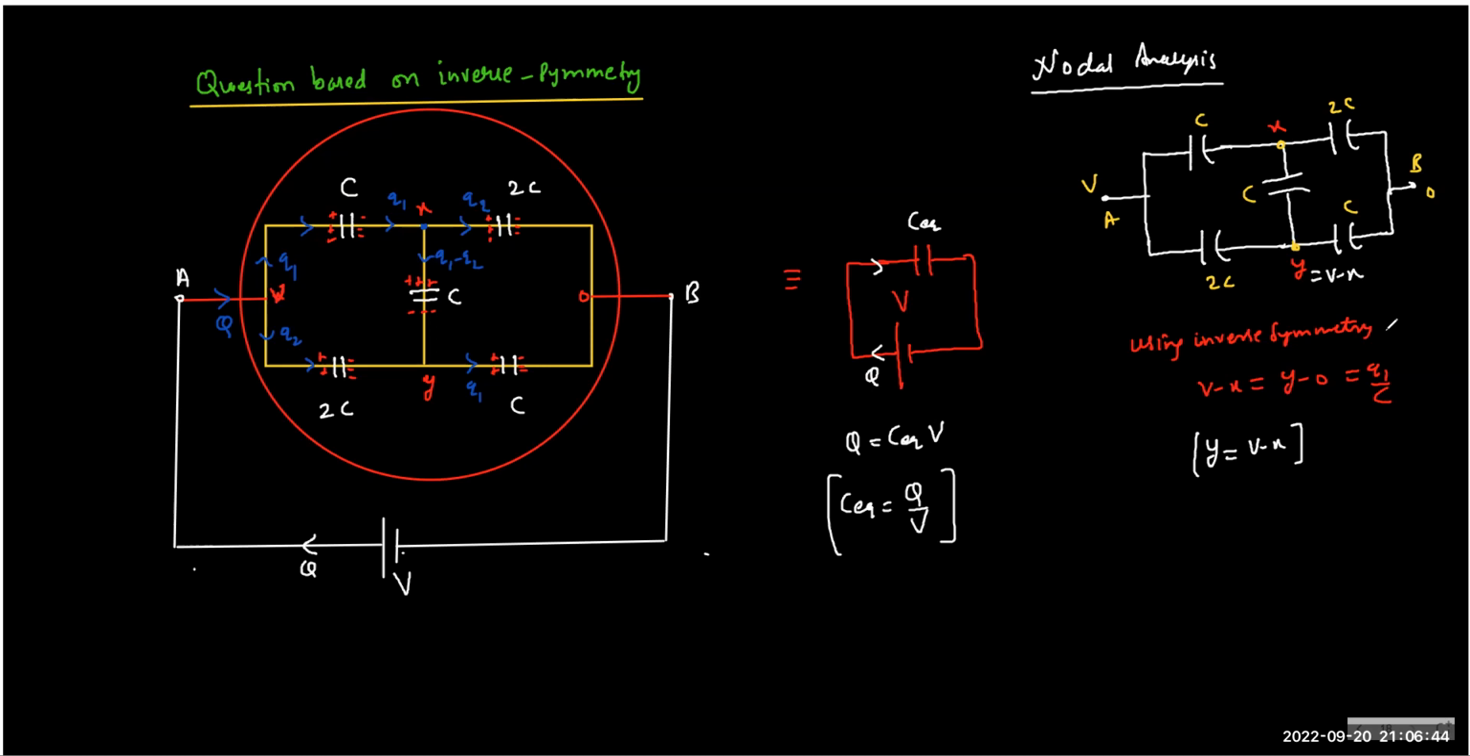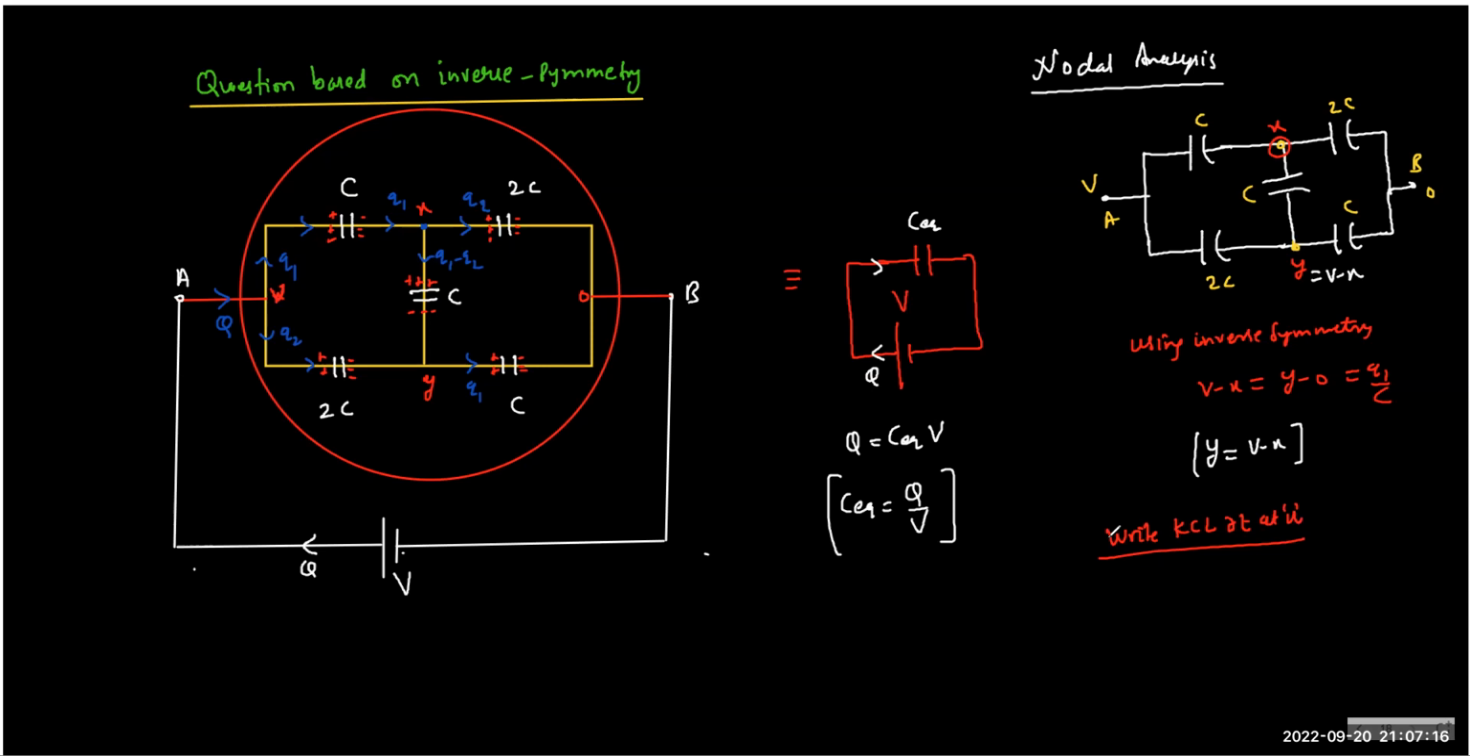So how many KCL equations do we need to write now? Just one. So just write it here and you're done. Can you take the effort of writing? Write KCL at X, I mean that junction. X is representing potential, right? If you remember the way we have done this before.